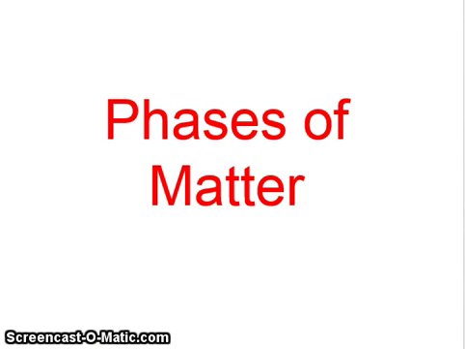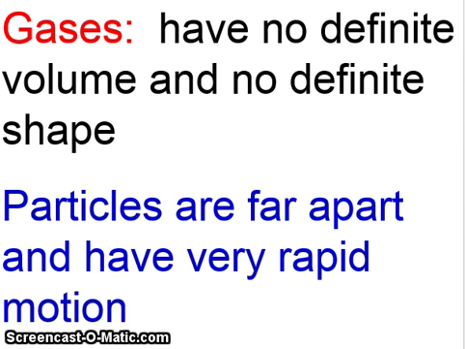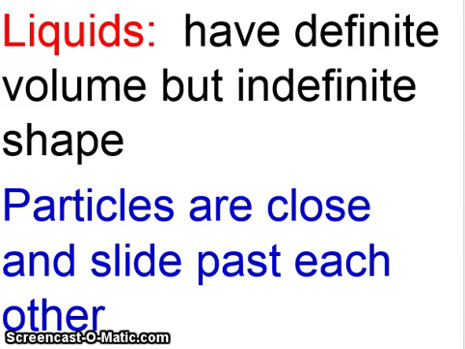So we are now on to the phases of matter portion of the notes. For the phases of matter, we have solids, liquids, and gases. Starting with gases, they have no shape or volume. They fill up whatever container they're in. And with liquids, they do have a definite volume, but their shape can be any shape. The big thing is their particles are much closer together than in a gas.